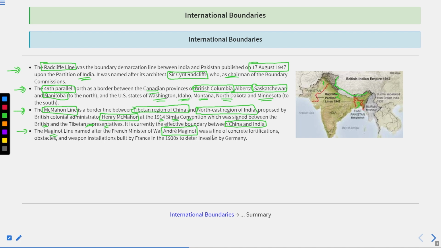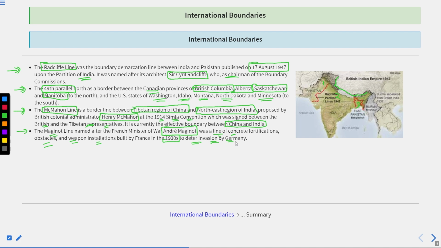And that line was actually a line of concrete fortification, obstacle, and weapon installations built by France in the 1930s to deter invasion by Germany. So the decade of 1930 to 1940. We know in that decade, basically the Second World War started in 1939. When the Second World War started, German forces were trying to invade the French territories.